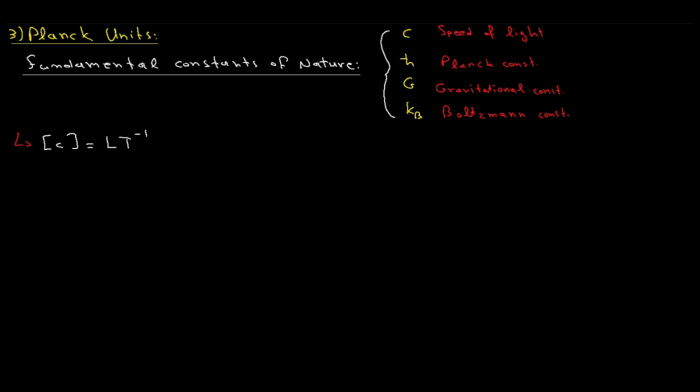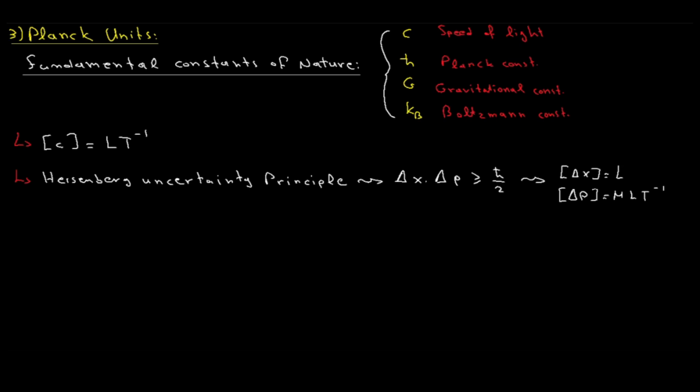The speed of light is essentially velocity, which, as we have already seen, has dimensions of length times time to the power of -1. For the reduced Planck constant, we can find the dimensions using the Heisenberg uncertainty principle, delta x times delta p. This is length times momentum, which is mass times velocity. Therefore, the dimensions are mass times length squared times time to the power of -1.